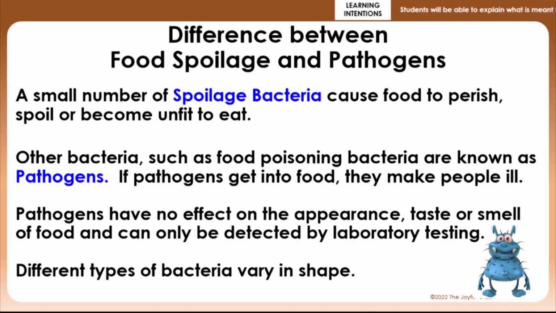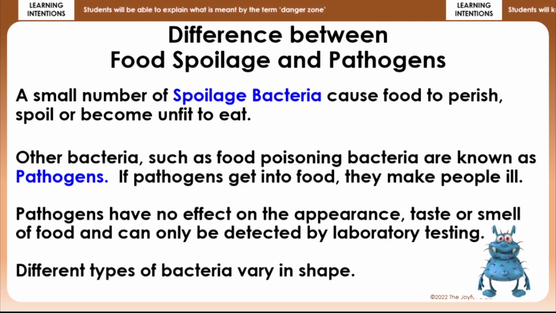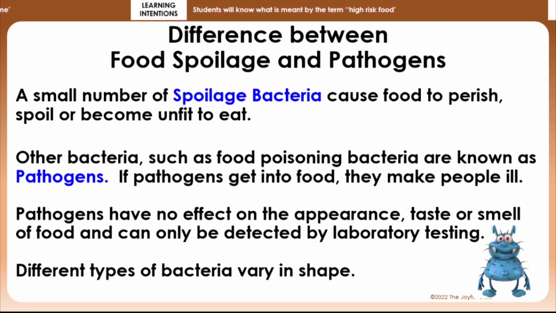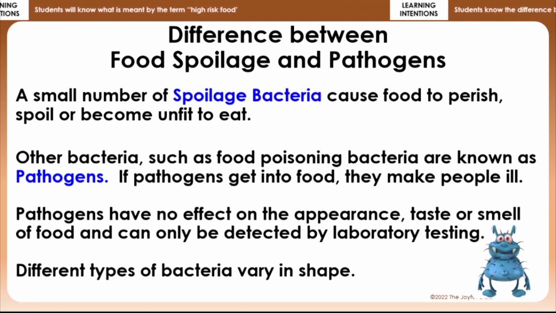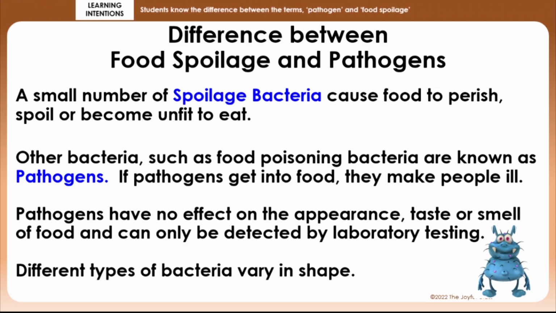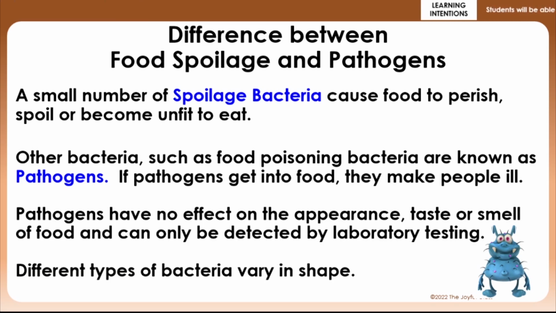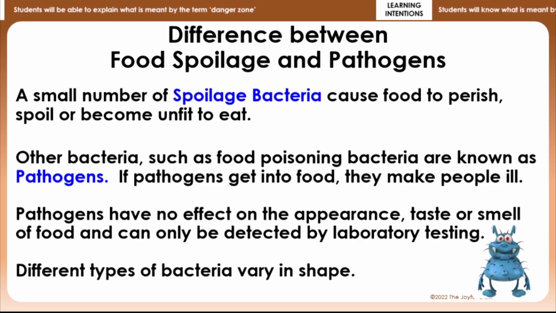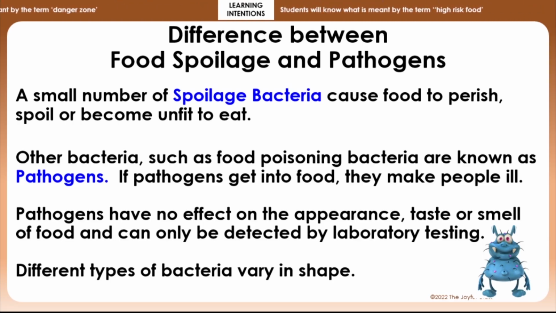So what's the difference between food spoilage and pathogens? A small number of spoilage bacteria cause food to perish, go off, spoil or become unfit, like how your milk goes off and how your bread goes off. You can see the bread going mouldy. Other bacteria such as food poisoning bacteria are known as pathogens. And if a pathogen gets into food, they make people ill.